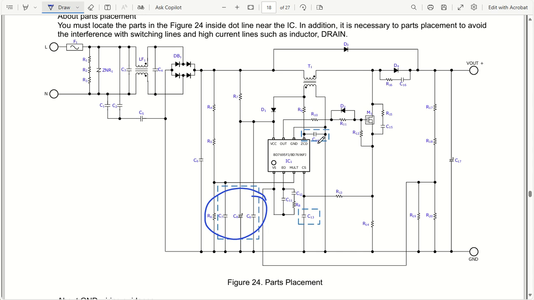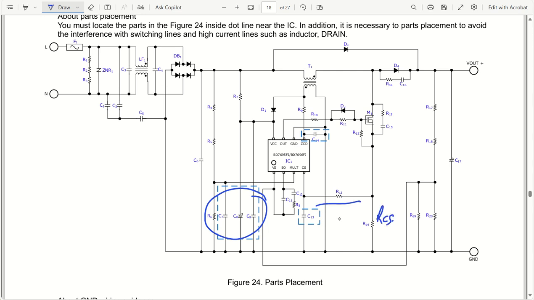Coming back to C14, that is one capacitor between the ZCD pin and ground, it should be connected very close to the ZCD pin, otherwise it will not give you a proper or efficient result. Similar to that, there will be the current sense resistor, RCS, let us say.